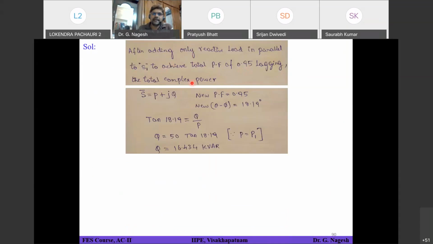So S total is equal to P plus jQ. The new power factor is 0.95, so theta minus phi is cos inverse of 0.95, which is 18.19 degrees. So tan of 18.19 will be Q divided by P. From that you can calculate your total Q for both the loads at 0.95 lagging, which is 16.434 kVAR.